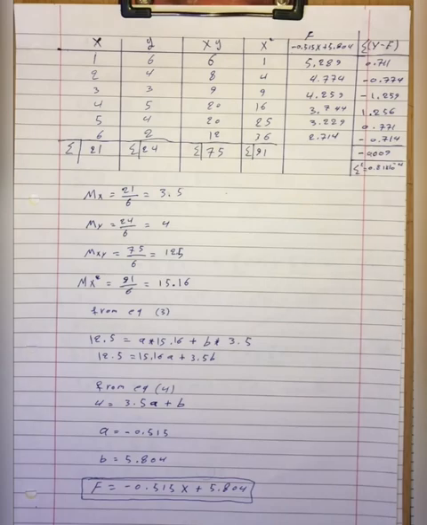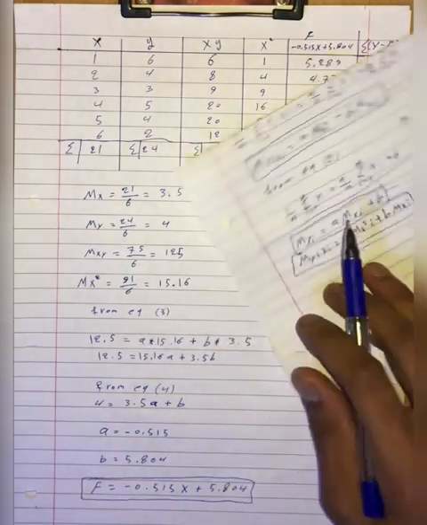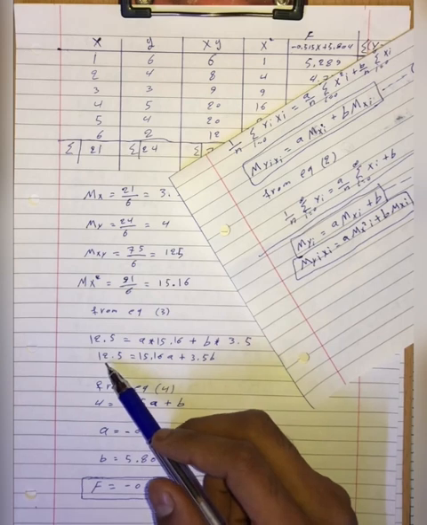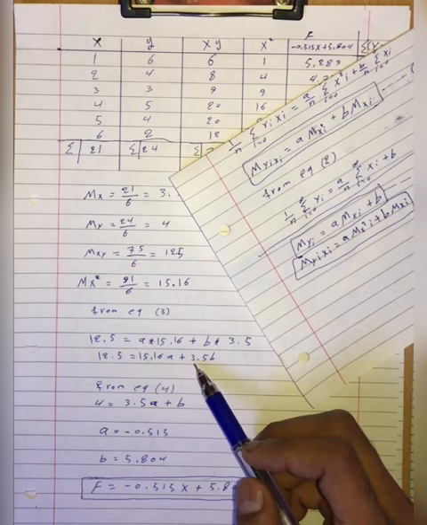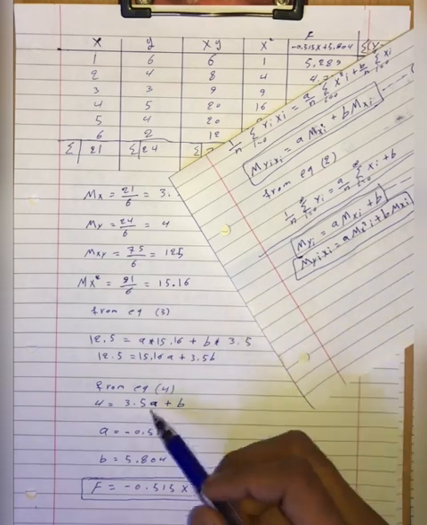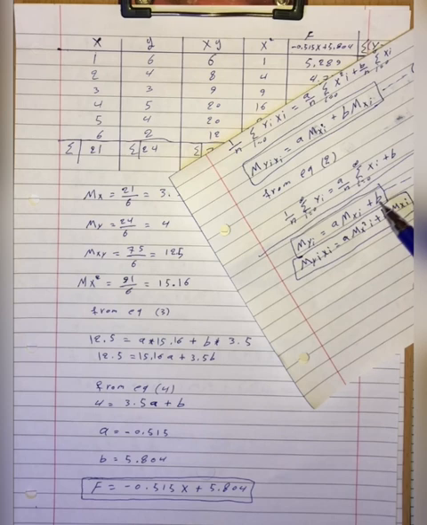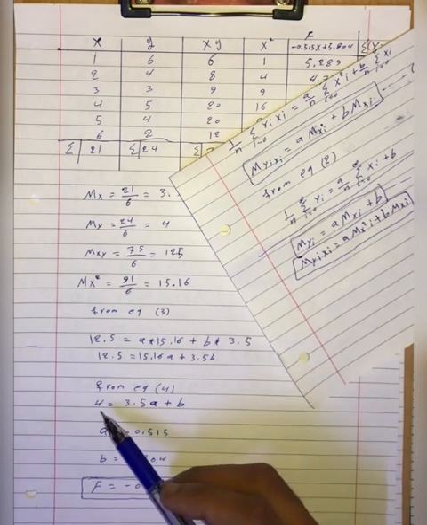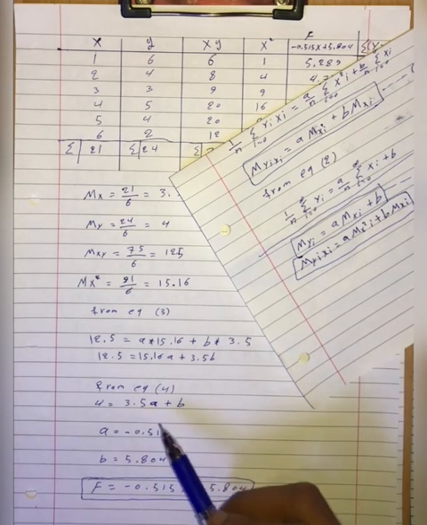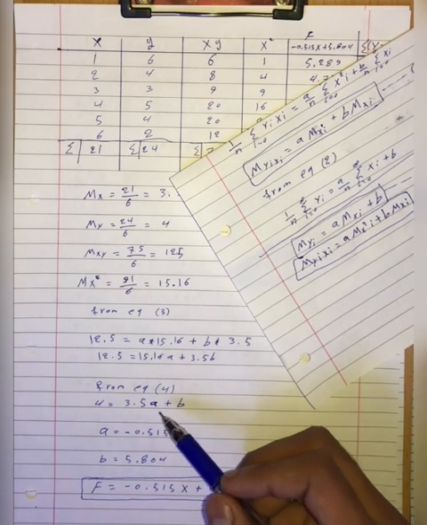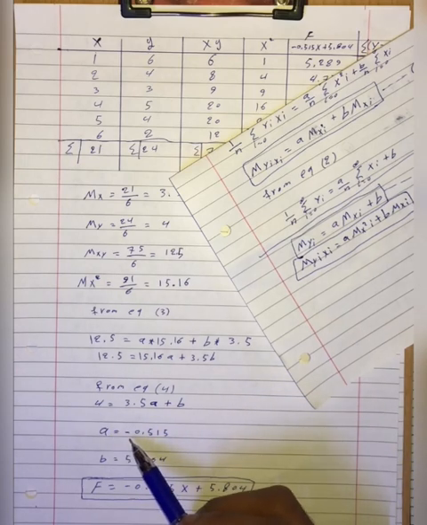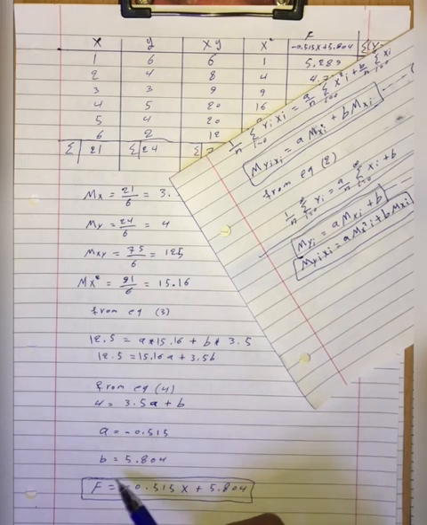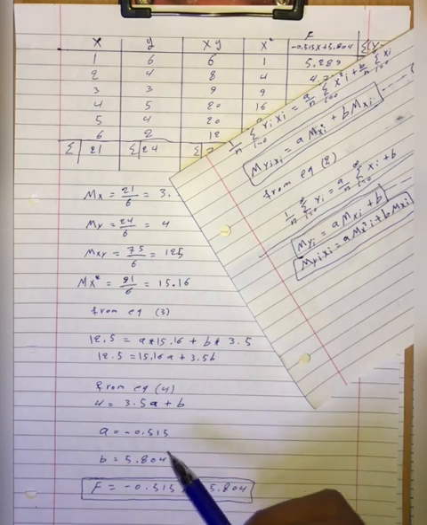And now we have to substitute these numbers in equation 3. We have this equation: 12.5 equals 15.16a plus 3.5b. And we have to put these numbers again in equation 4. We have this equation: 4 equals 3.5a plus b. We have to solve these equations to get a and b. We get a equals minus 0.515 and b equals 5.804, and we have to put these numbers in the original function.